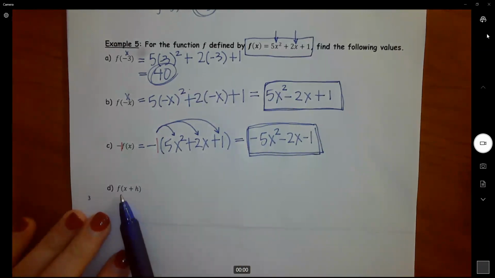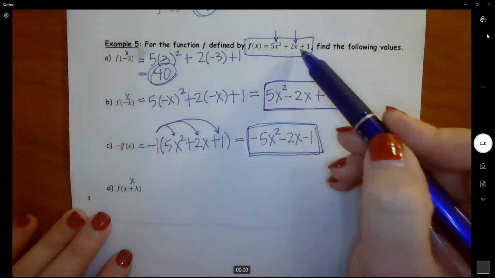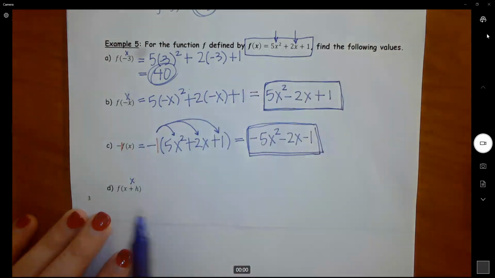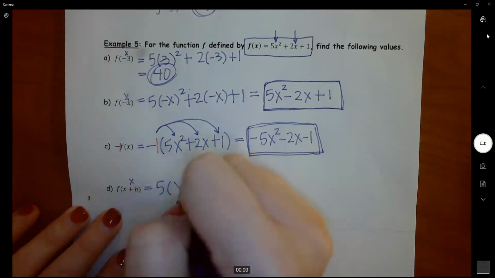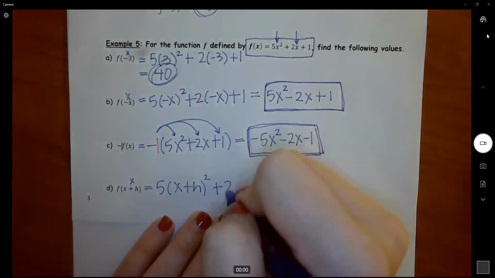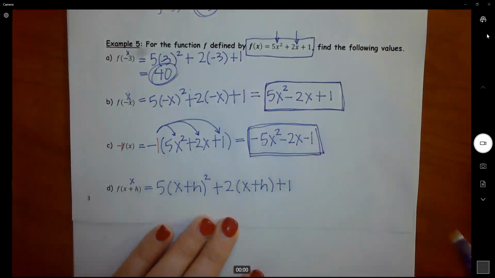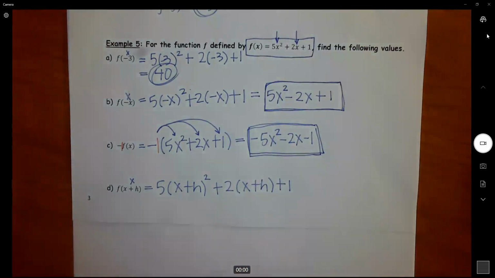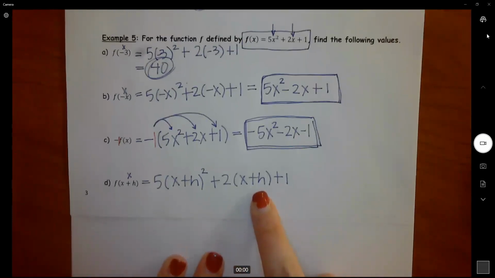And then on D, we have f of x plus h. What is in parentheses is still my x coordinate. So where I see these 2 x's, I am replacing it with x plus h. So this is 5 times x plus h squared plus 2 times x plus h, and then plus 1. I replaced both of these x's with x plus h. So now we have a little bit more simplifying to do on this one.